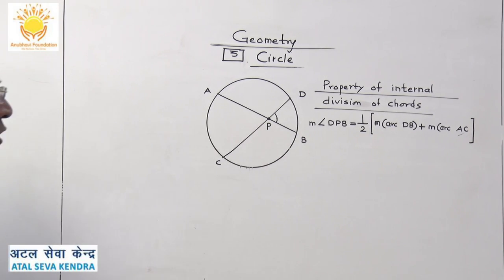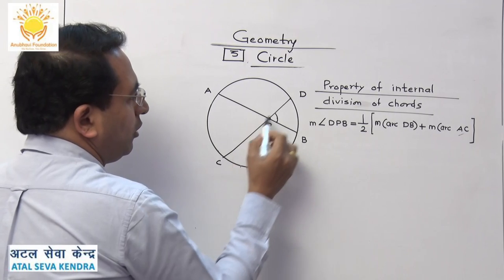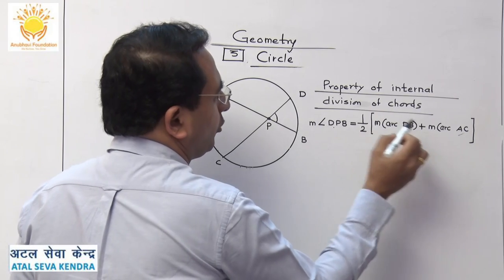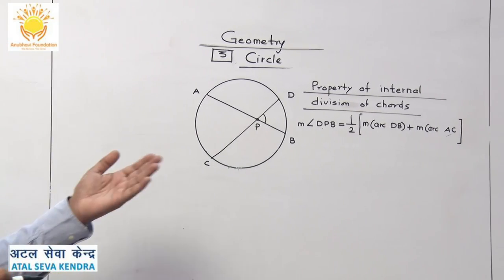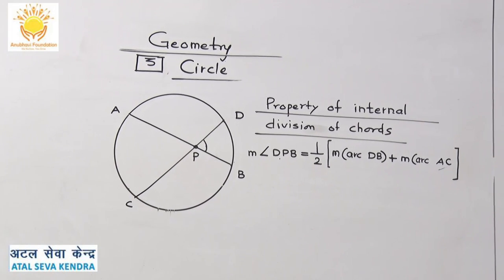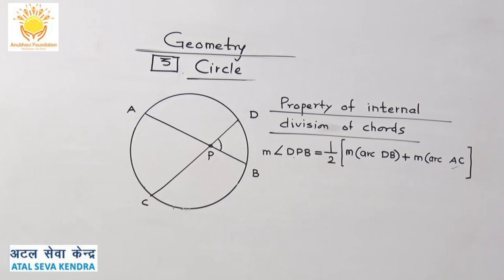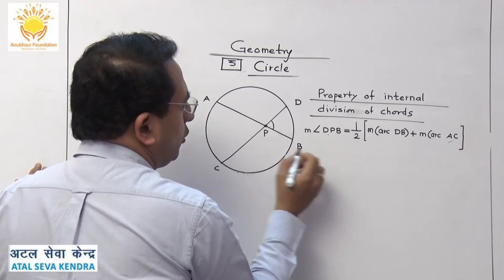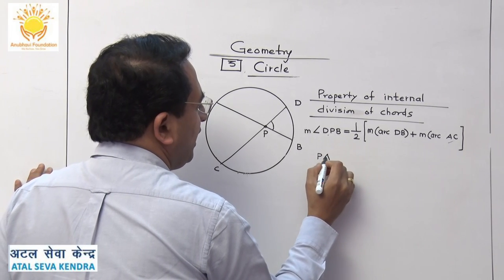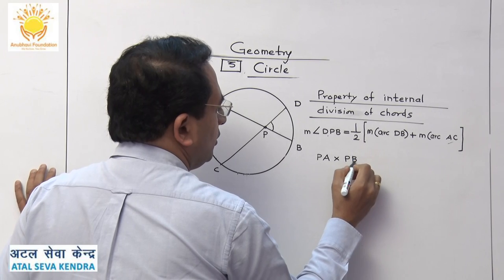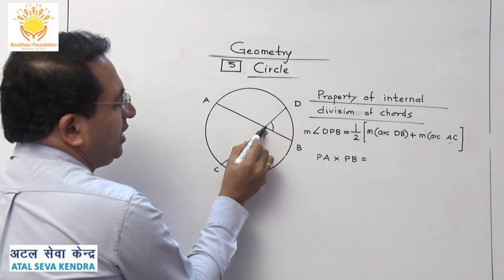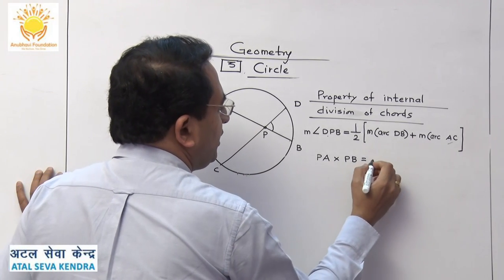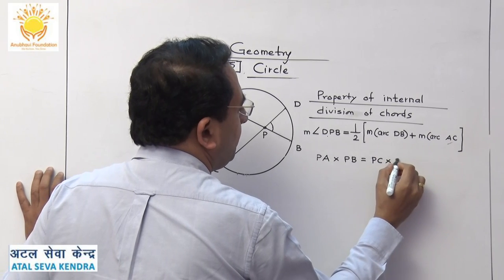The angle which is formed because of the intersecting chords inside the circle, that measurement of the angle will be given by the formula like this. This is what I told you, that this particular property is related with the measurement of the angle. But there is definitely one more property, that is starting with this P. Now what you have to do is, we have to write PA multiplied by PB. So point of intersection is P, so we have to take two parts and multiply. That product will be equal to PC multiplied by PD.